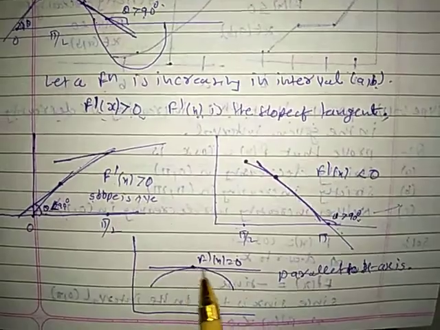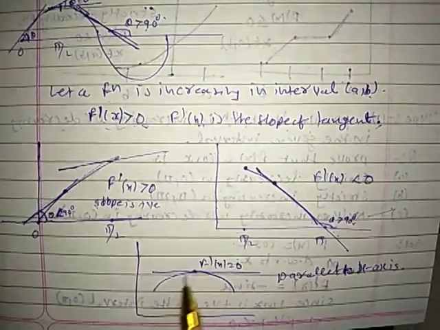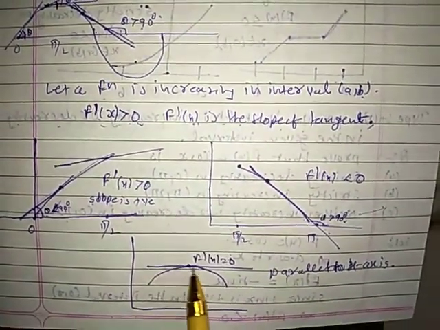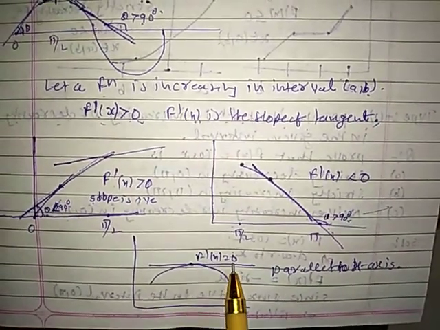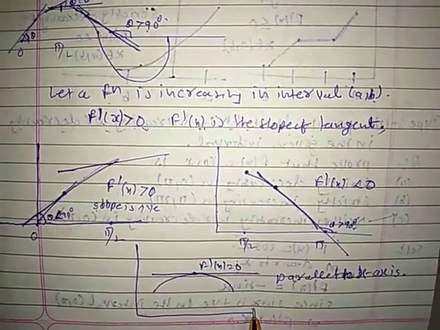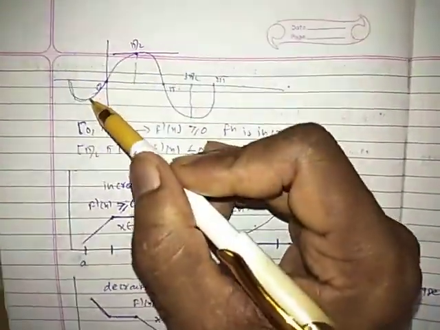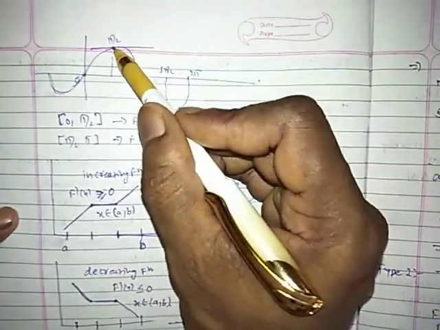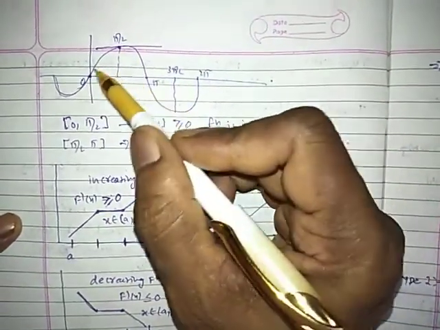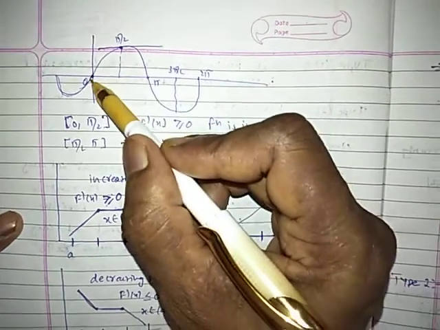Now here, draw the curve like this. Take a point here. f dash of x is 0 because the tangent is parallel to the x-axis. So let's take the curve here. If you are talking about 0 to pi by 2, it is a closed interval.